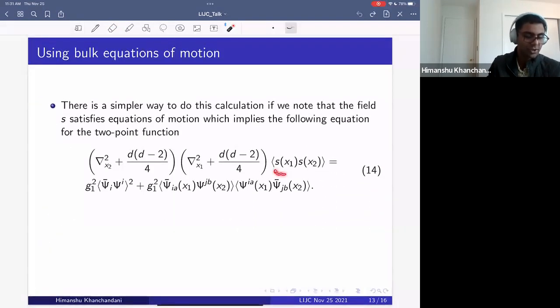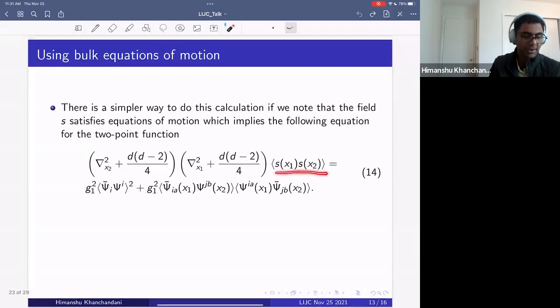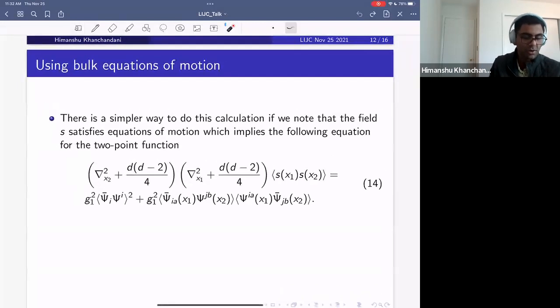The scalar S actually has an equation of motion that it satisfies. So in the Gross-Neveu model, if I take this propagator and I act the equation of motion operator twice on it, then I get this equation of motion for the two-point function. And here on the right-hand side, I already have the factors of couplings in front of these two-point functions. So I can just plug in these correlators in the free theory, and that will give me information about the two-point function to leading order in epsilon.